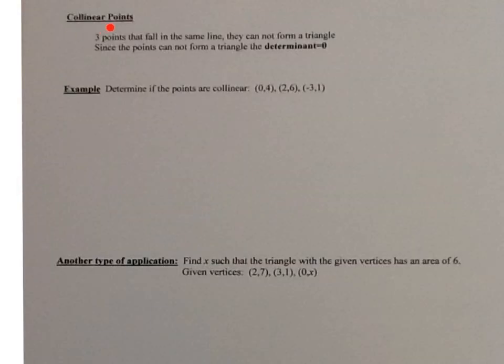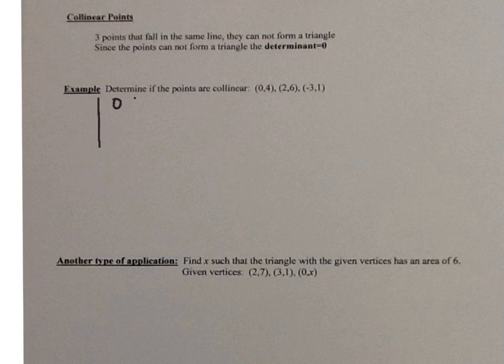All right, so collinear points. Collinear points are 3 points that fall on the same line. They cannot form a triangle. So since the points cannot form a triangle, then the determinant must be equal to 0. So this says here, determine if the points are collinear. So remember, if they're collinear, the determinant is equal to 0. All right, so let's find the determinant.